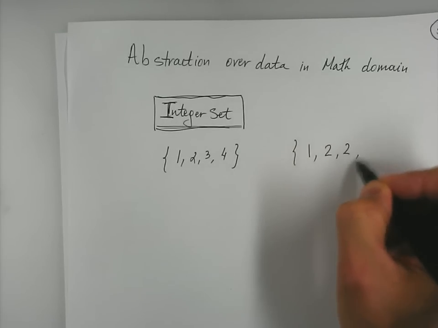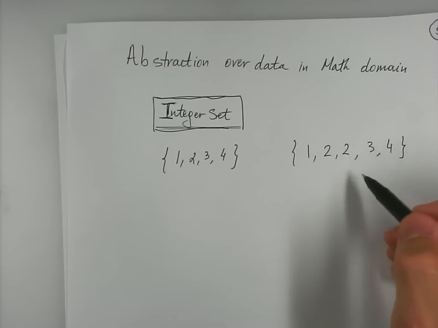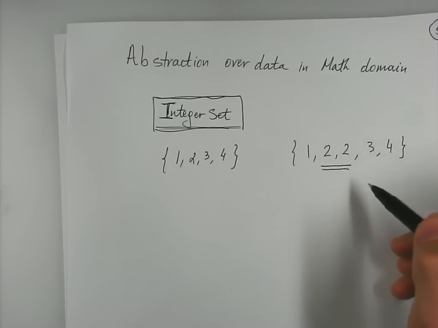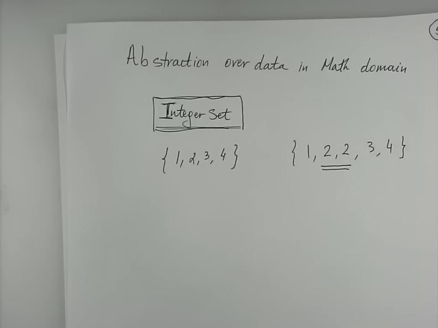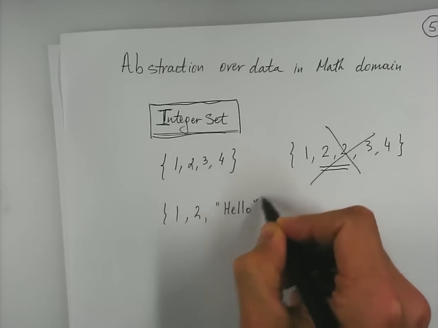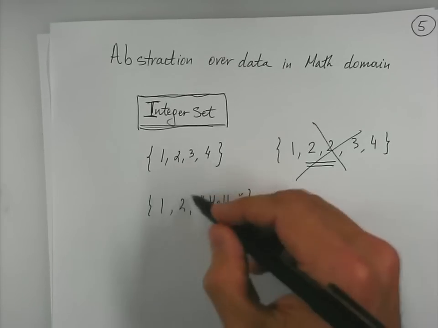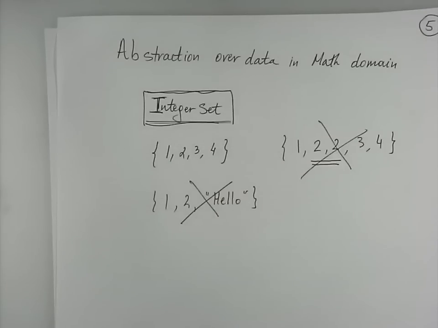Is this a set of integers? Good thing we're doing this exercise. This is not a set of integers because I have an element 2 which appears twice in the set, which is illegal. A set must contain only unique elements. Okay, what about 1, 2, hello? It's not a set of integers either. A set of integers contains integers, and each of those integers must be unique. Very simple to define, right?